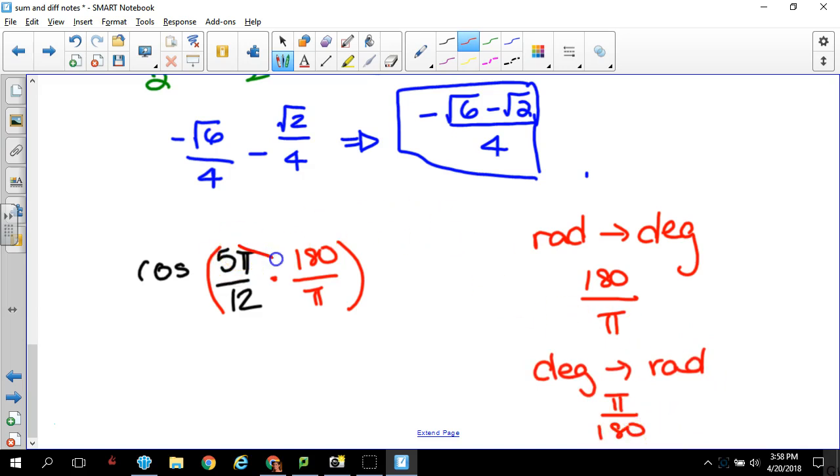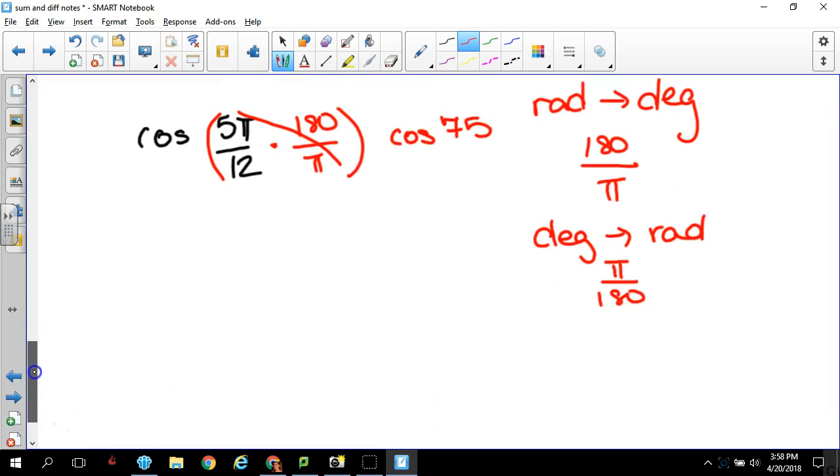So right now, that's going to cancel out these pi's. Now I have 5 times 180 divided by 12, and that gets me 75. So I'm doing the cosine of 75. All right, that's not too bad.